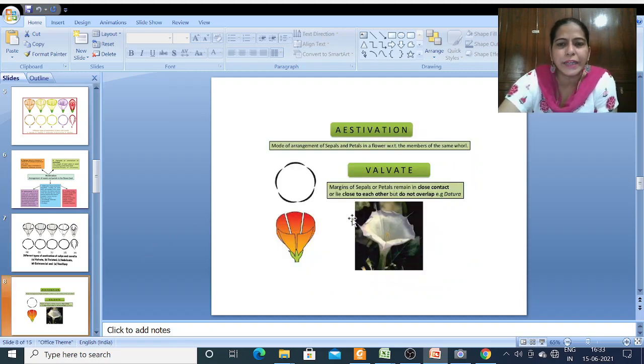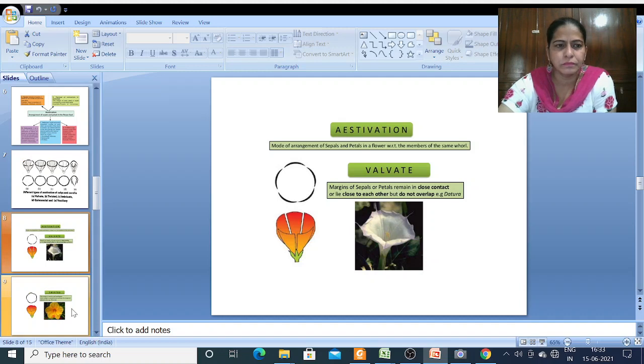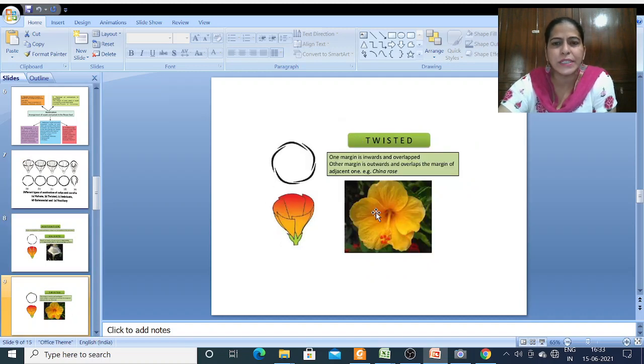So here we have valvate. This is in Datura they have shown over here. So they are not overlapping each other, they are just touching each other, right? Next we have twisted. This is in the case of China rose or hibiscus. So one margin is inward and the other is overlapped. Next again same and they are overlapped. One side of each petal is being overlapped and the other side is overlapping, right? So this is in the case of hibiscus.